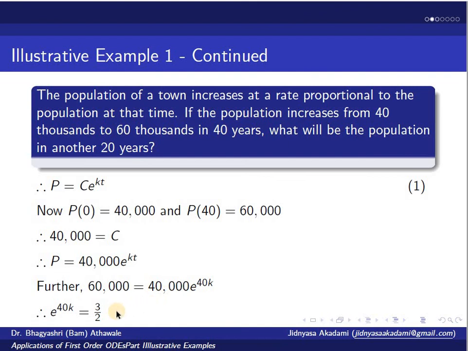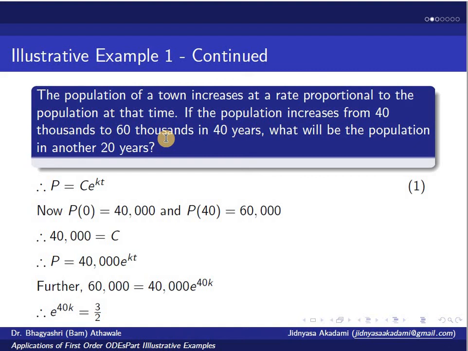Now from here, either we can calculate the value of k explicitly and write the equation first, and then putting t equal to 60 we can calculate the value of P. That is one standard method. But the equation is not asked of us. That means write the population as a function of time t, or determine the population at any time t. That is not asked. Just asked in the problem is the population in another 20 years.